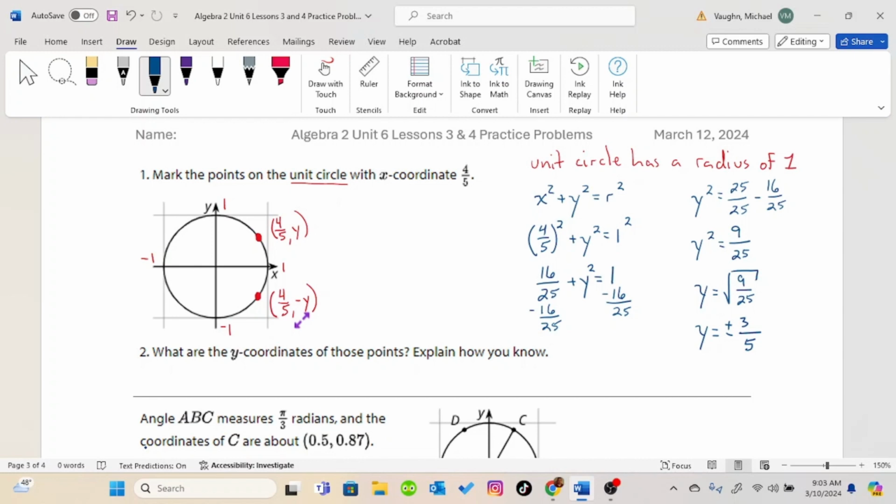So on our top point, when we're above the x-axis, our y value is positive. So now we know that this point is actually 4/5, 3/5, and this bottom point down here, we know that when we go below the x-axis, our y value is negative. So down here, our point would be at 4/5, negative 3/5.